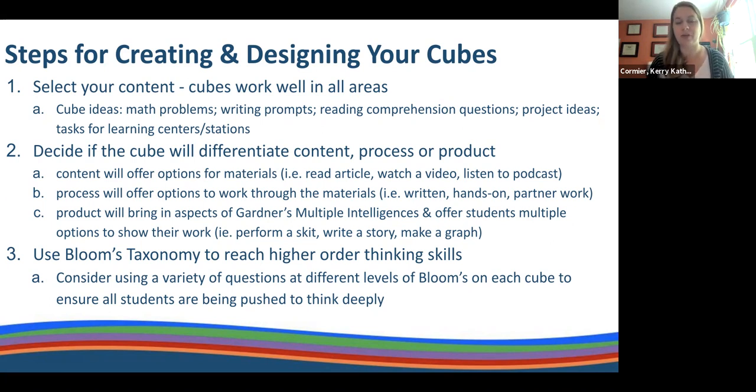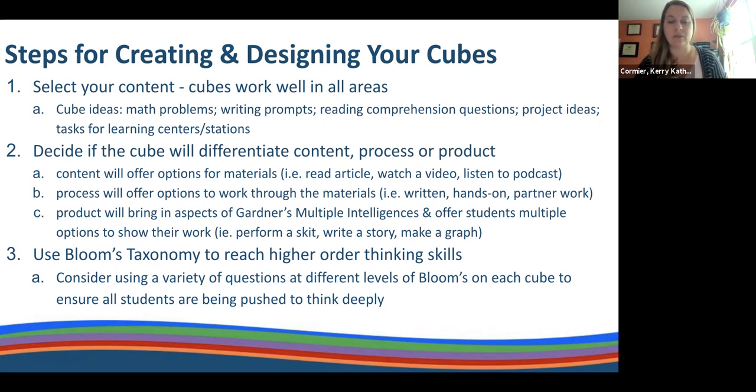So the content, you're going to offer options for materials. So one side of a cube might say, read this article. Another side might say, watch a video. Another side might say, listen to a podcast. You can also differentiate the process. So students can do written work, hands-on work, partner work, changing how they're doing their learning. And then finally, you can differentiate the product. So using Gardner's multiple intelligences, you can give students options to show their work. So they can perform a skit, they can write a story, they can make a graph. Again, many, many ideas can come from this work.